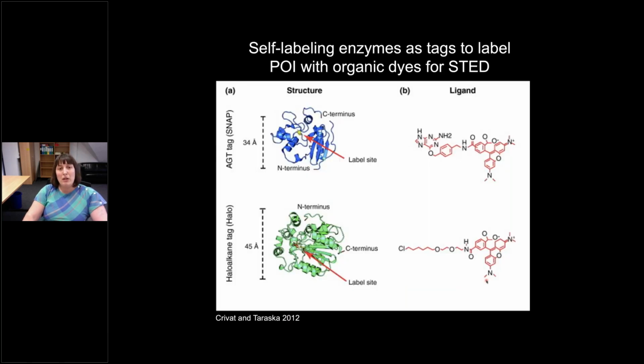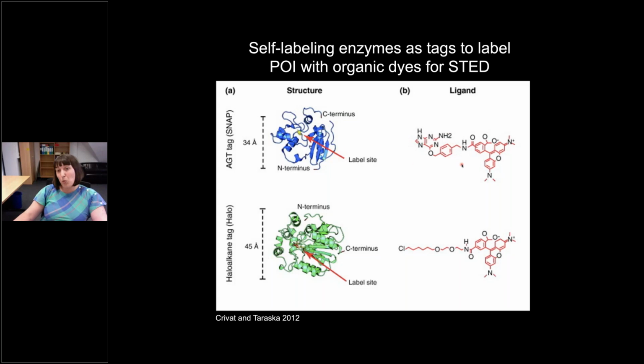People can do STED microscopy with green fluorescent proteins. For example, GFP and YFP have been used for dual color live cell STED. However, we like to use organic dyes because they're much brighter and much more photostable. To be able to label our proteins of interest with organic dyes, we use SNAP and Halo. SNAP and Halo tags are not per se fluorescent, but they're enzymes, so they react with a ligand.